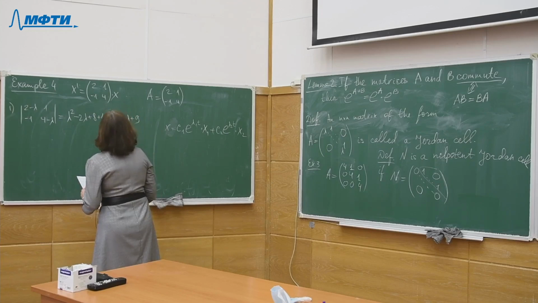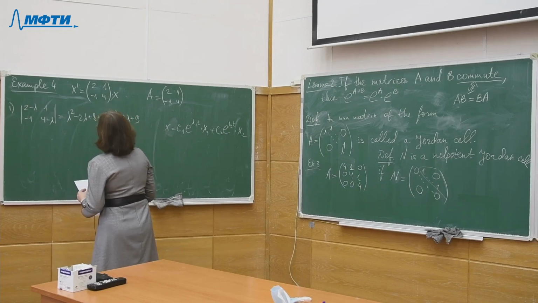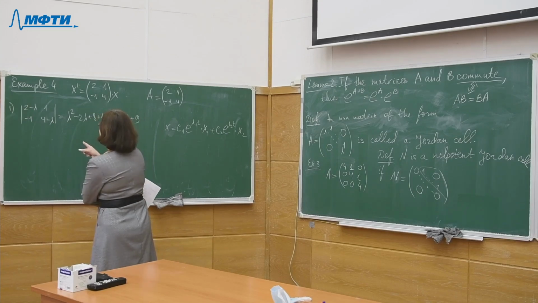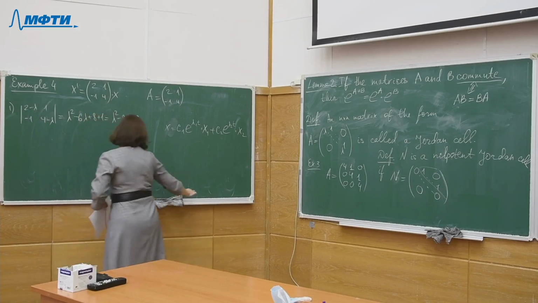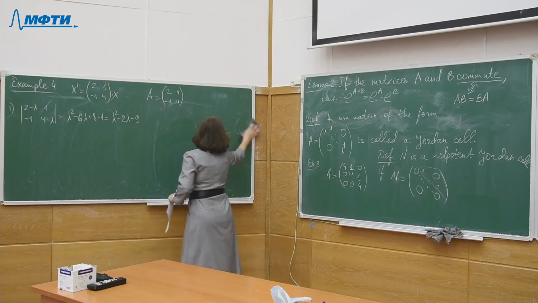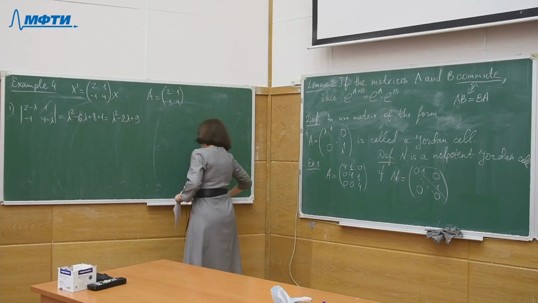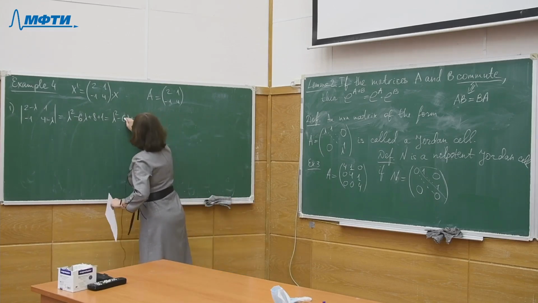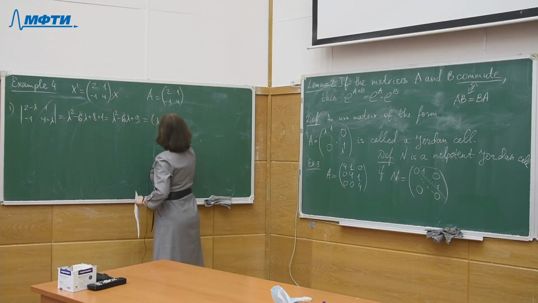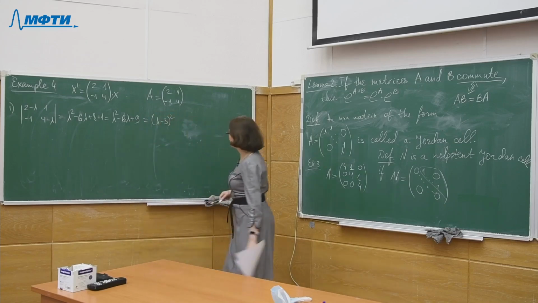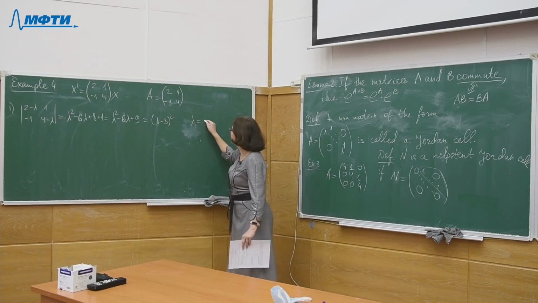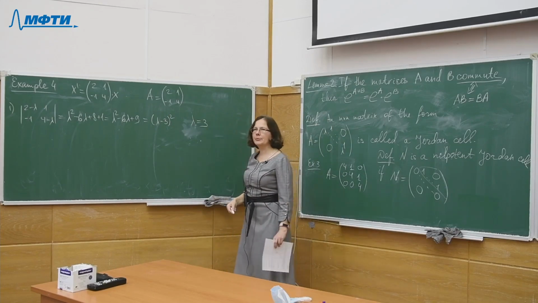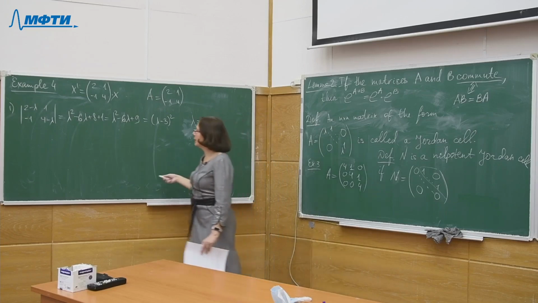I think something is wrong. So lambda squared minus, not 2 but 8. So 2, but it is 6. Well, minus 6 equals lambda minus 3 squared. So we have a root lambda equals 3 of multiplicity 2, and we're trying to find the eigenvector.